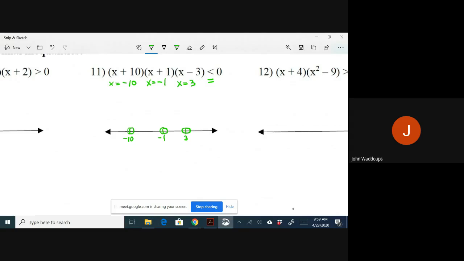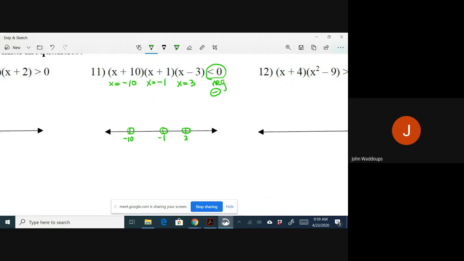But because it's strictly less than 0, without the equal sign underneath it, these are just the points that we're going to take down here, and the open circles are what we're using to indicate that this is strictly less than 0. Now, since it's less than 0, we know that the answer is going to be negative.